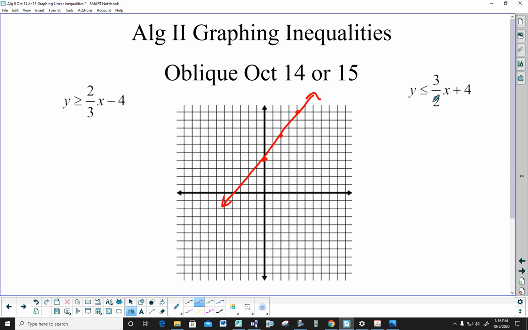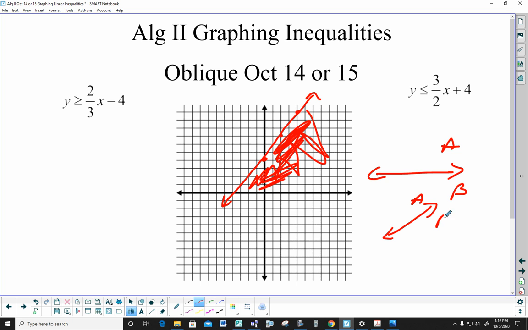This says y is less than, so you shade below the line. Okay? You shade below it. Below it is, say, a horizontal line. This is above, this is below. Now I'm going to incline it a little bit. This is still above the line. This is still below the line. This would be y is greater than, this would be y is less than. Below the line is less than. Don't think of it as left and right. Think of it as above and below. Okay?